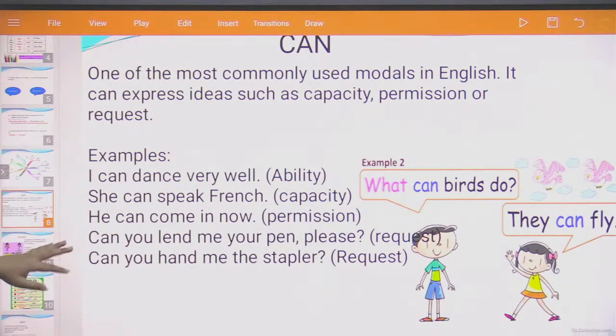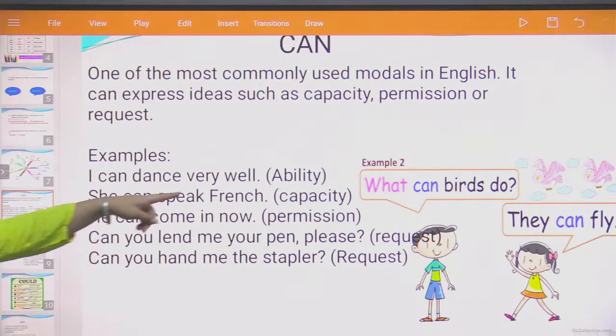Okay, students, now see the last sentence. Can you hand me the stapler? Okay, see, the stapler is kept very far from you and you are asking someone, can you hand me the stapler? So this is also showing request. Okay, you're requesting someone, can you please hand me the stapler. So in such situations we use this can modal. These are the functions, these are the purposes to use this can modal, student.